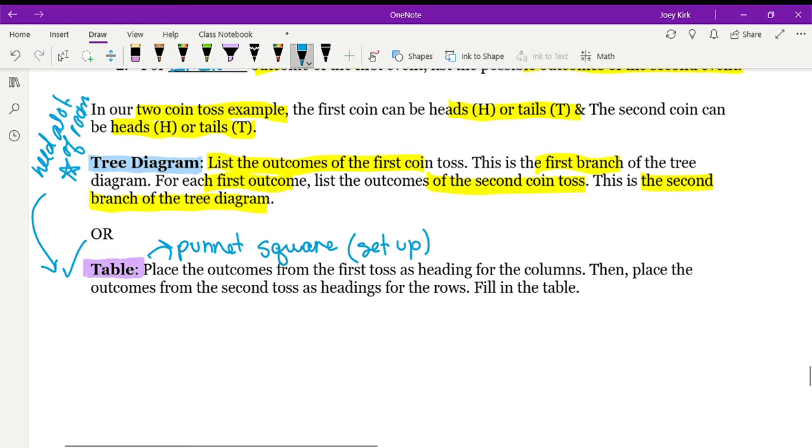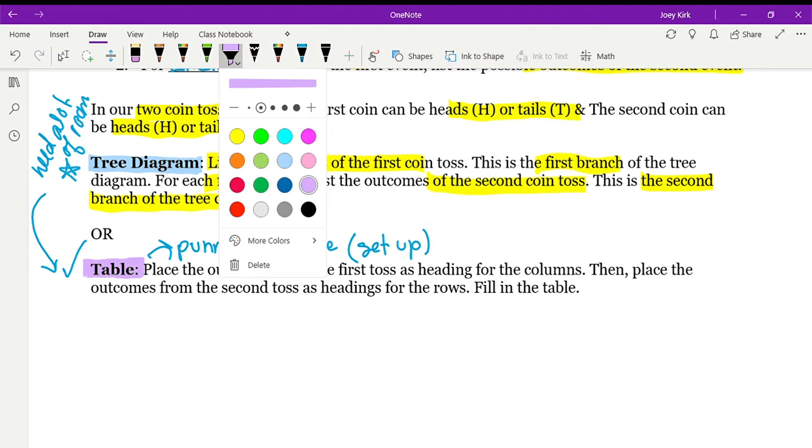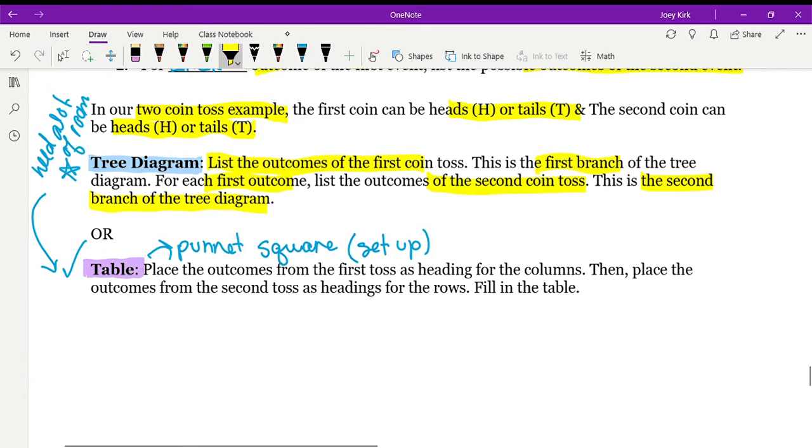And so when we're doing a table, you're going to list all of the outcomes along the top row as the heading for your columns. And then you're going to list all the outcomes for the second toss as the headings for the rows. Okay, so outcomes of the first toss are the headings of the columns. Outcomes from the second toss are the headings for the rows. And really the main way it's like a Punnett square is that you then fill in the table the same way you would with a Punnett square.